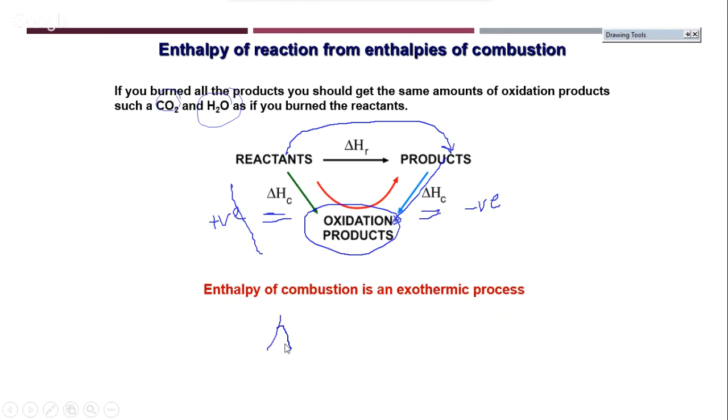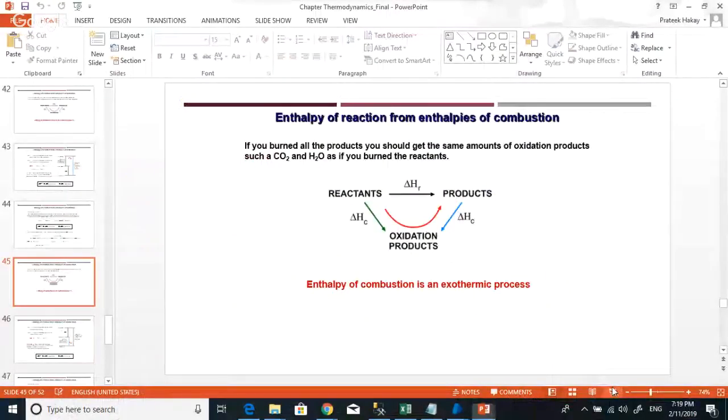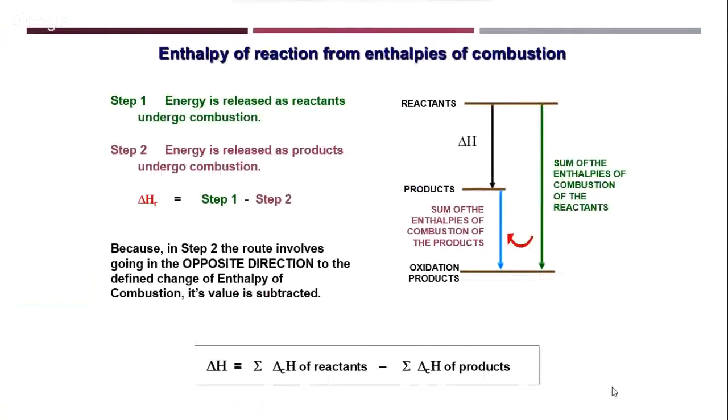So you will realize that I can write delta H equal to delta HC of reactants, which is positive, minus delta HC of products, which is actually negative. Okay, so minus sign comes on the product side, and therefore you will be able to realize that delta H can also be taken out from combustions. So just to show you here, delta H can also be written as delta HC of reactants minus delta HC of products. Okay, so they both can be looked at, and we can understand the delta H reaction from combustion reaction enthalpies.